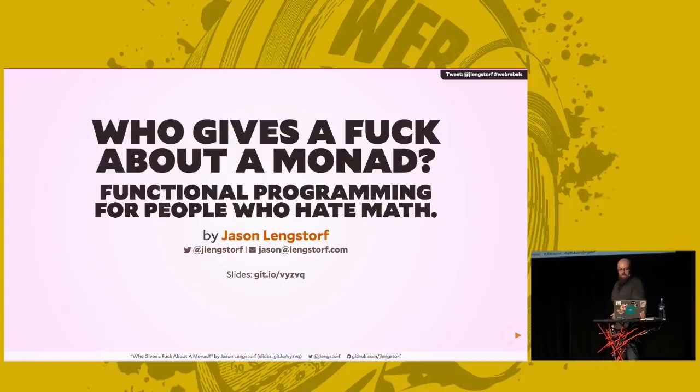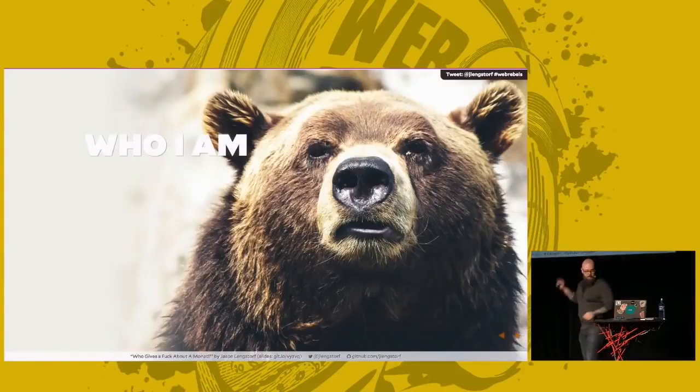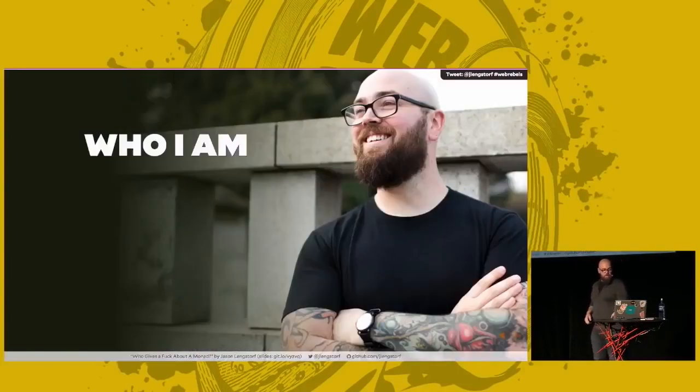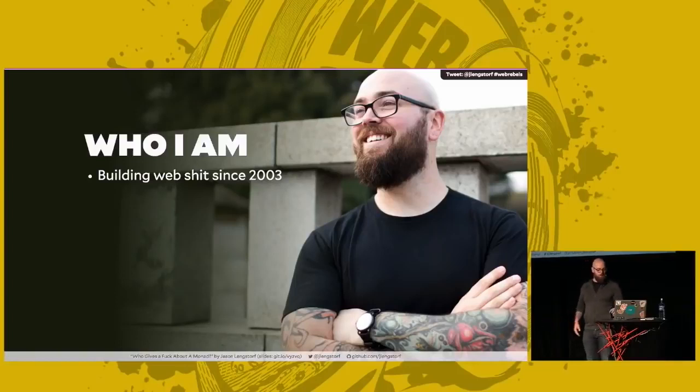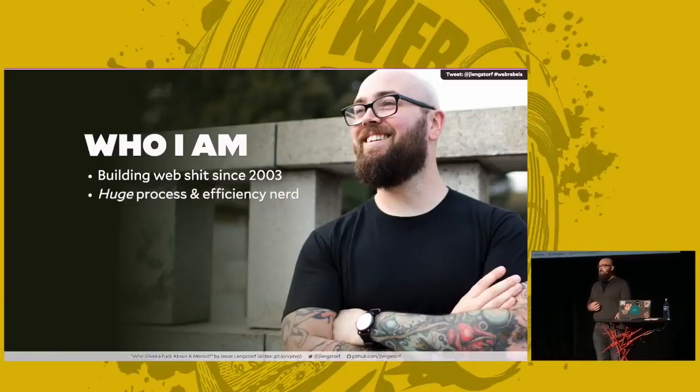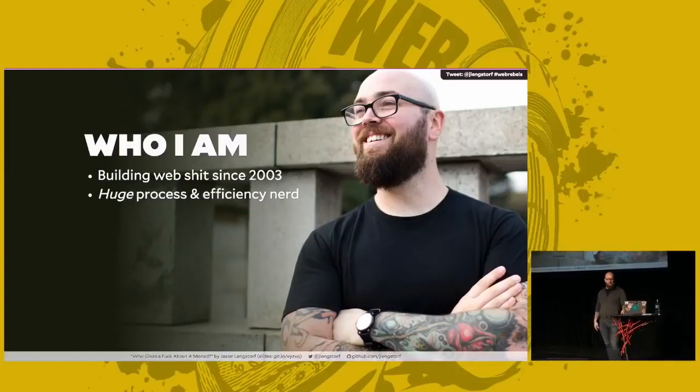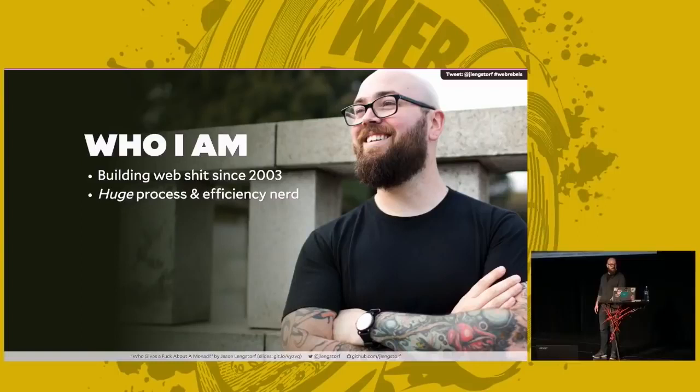So before we do that, let's talk a little bit about me. Sorry, that's a picture before I shaved. So this is what I look like now. And I've been doing this for a while. I started in about 2003. I got my start on MySpace, as I think most people in my generation did, building custom headers and super sweet little Flash animations. I'm really big on process and efficiency, which is one of the reasons that I got into functional programming, and it's one of the things that I do at IBM. It's kind of why they brought me in.